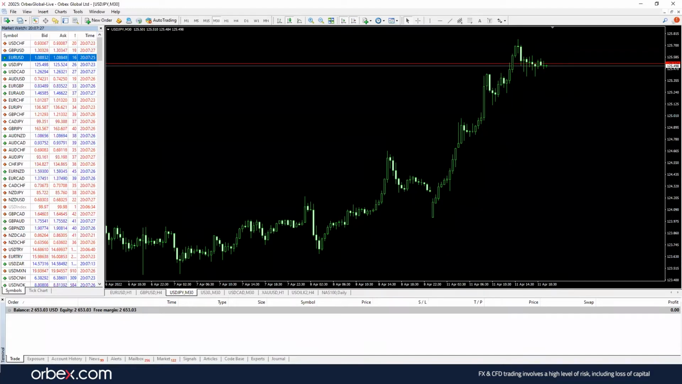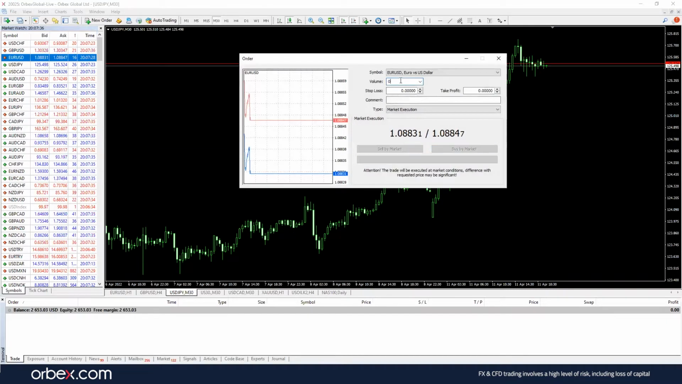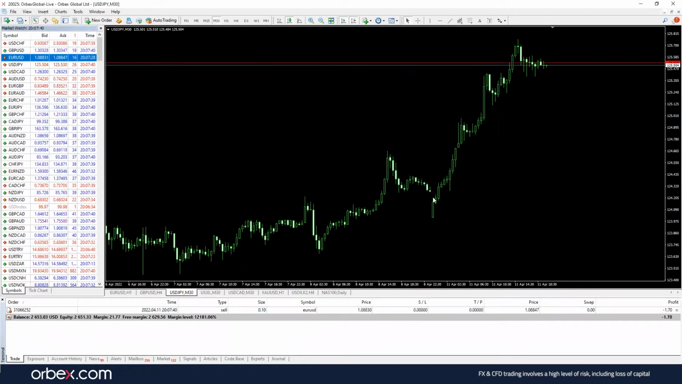As I say, it all comes under the calculation that we are looking at as well. So let's open just a smaller trade, so even if I am losing, I'm not going to lose too much. So let's go for a 0.12. Let's sell this time. Why not?